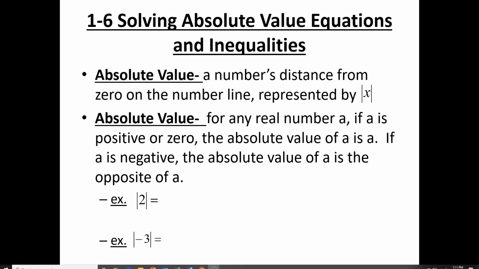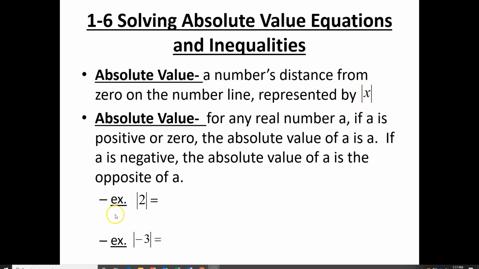Okay, today we're going to go over 1-6, solving absolute value equations and inequalities. Absolute value is a number's distance from 0 on the number line and is represented by these two little bars here. What these two little bars do is they take whatever number's inside of them and make it positive.